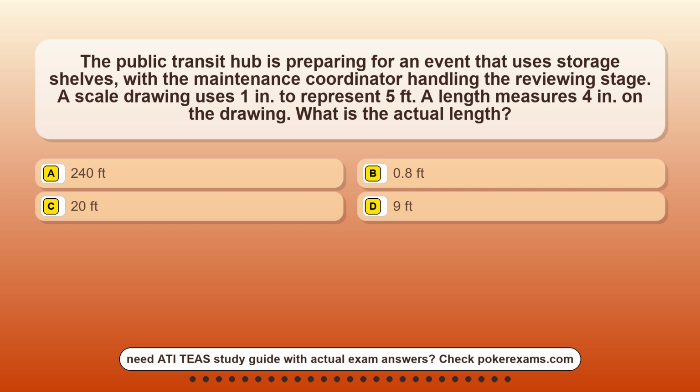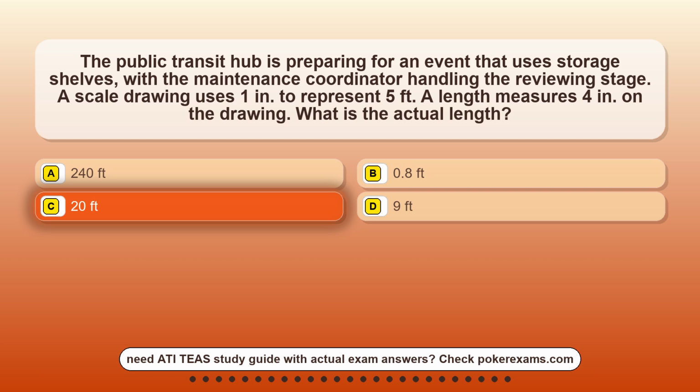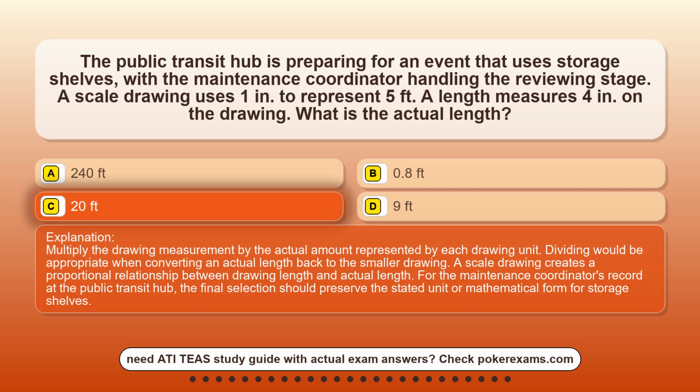Option C, 20 feet. Option D, 9 feet. The correct answer is option C, 20 feet. Multiply the drawing measurement by the actual amount represented by each drawing unit. Dividing would be appropriate when converting an actual length back to the smaller drawing. A scale drawing creates a proportional relationship between drawing length and actual length.